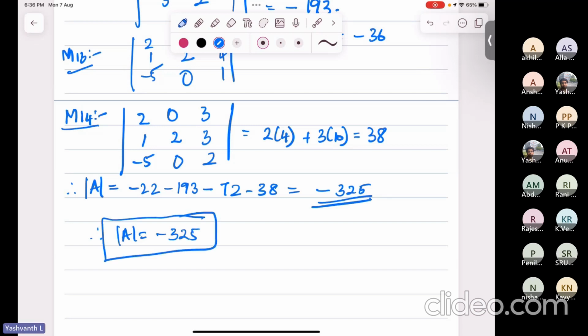So I hope this was clear. So this is the procedure to compute the determinant of any n by n matrix. So I did it for 4 by 4. You can do the same thing for any n by n.